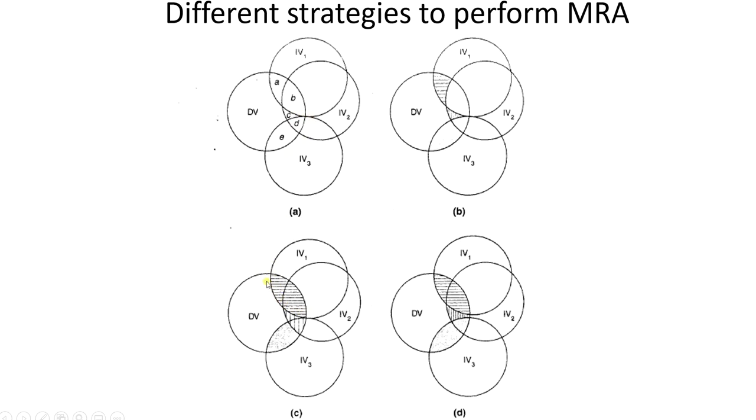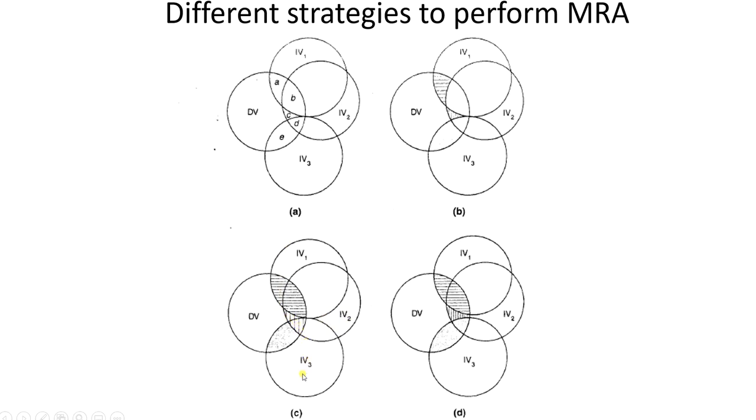Then the contribution of IV1 is A plus B. Now when IV2 will be entered, this B has already been explained by IV1, so only the C and D portion is remaining to be explained by IV2. So IV2 will be entered and it will explain C and D.